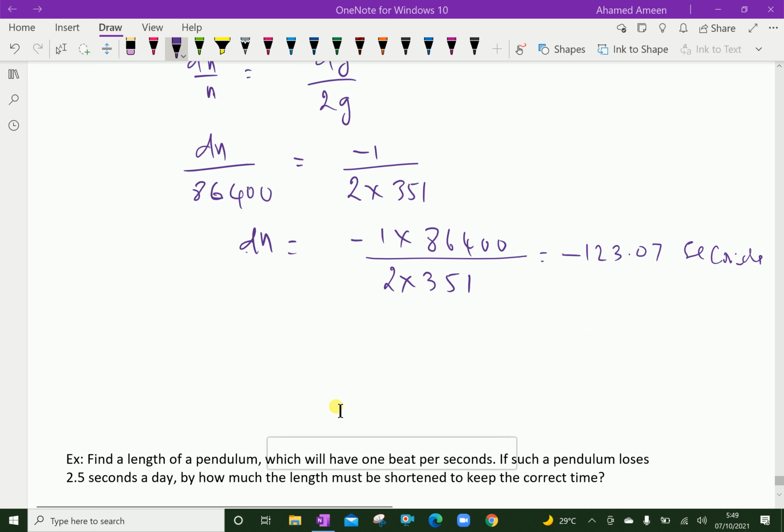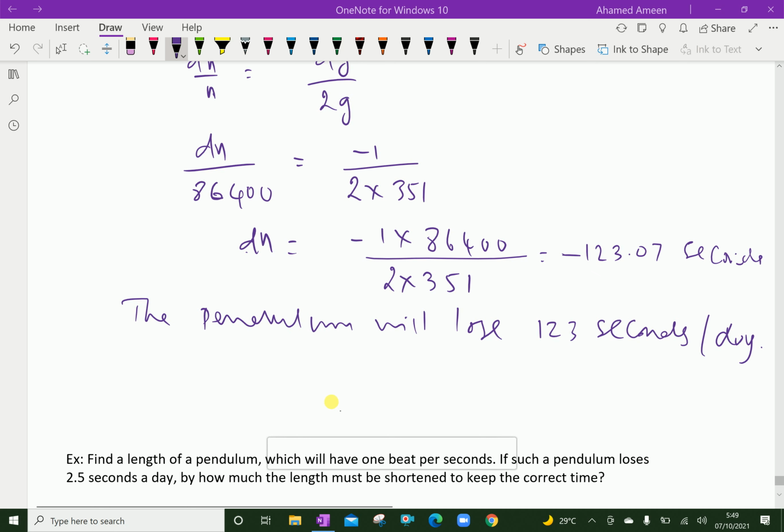Therefore, we can write that the pendulum will lose 123 seconds per day. Next problem.